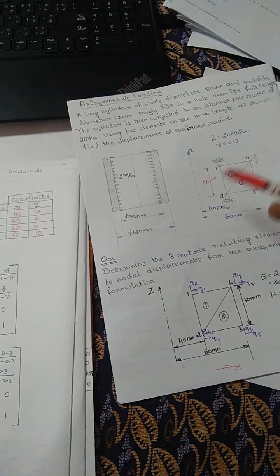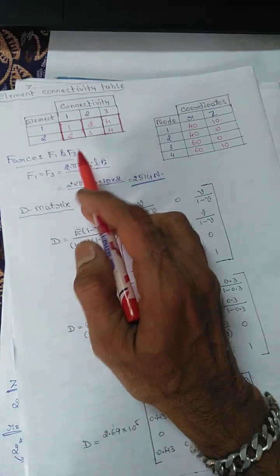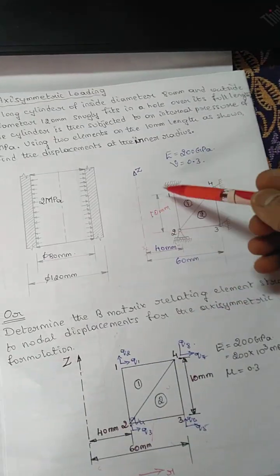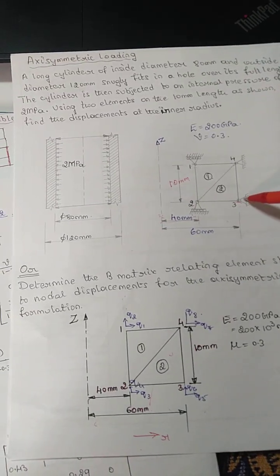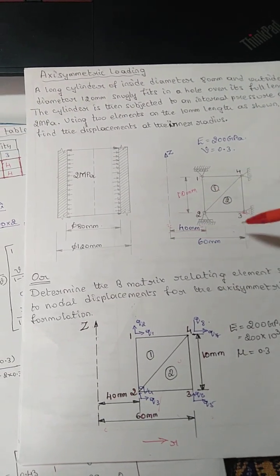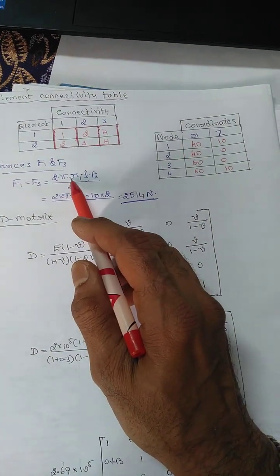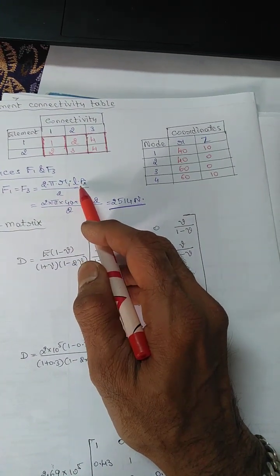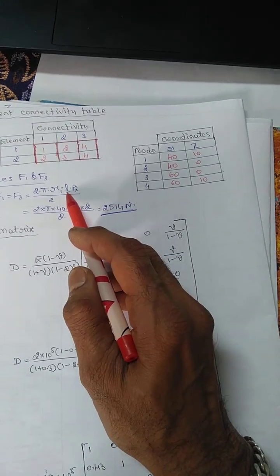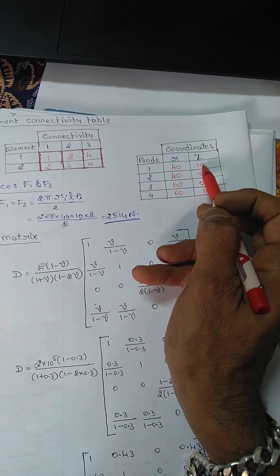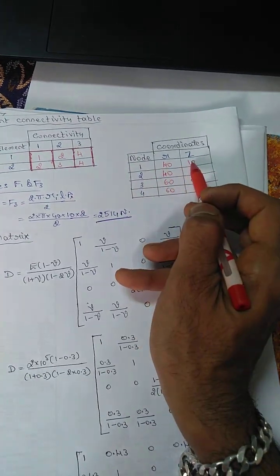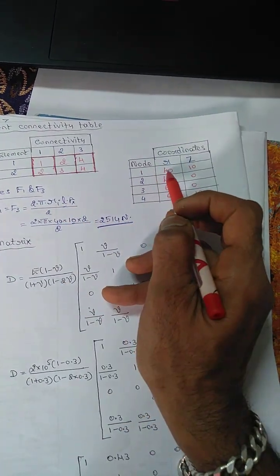Next, these are the forces acting at node 1 and node 3. They have mentioned them because in the next step I'll tell you why it is 1 and 3. The equation is 2 pi r1 into L into Pi, that is the pressure. L is the same as z, and r1 is this 40.